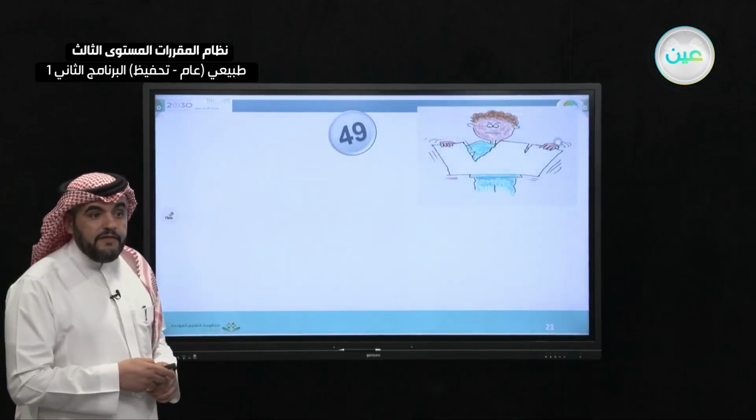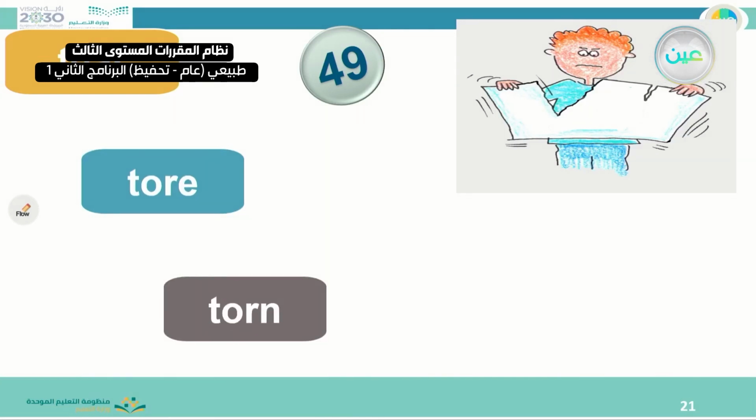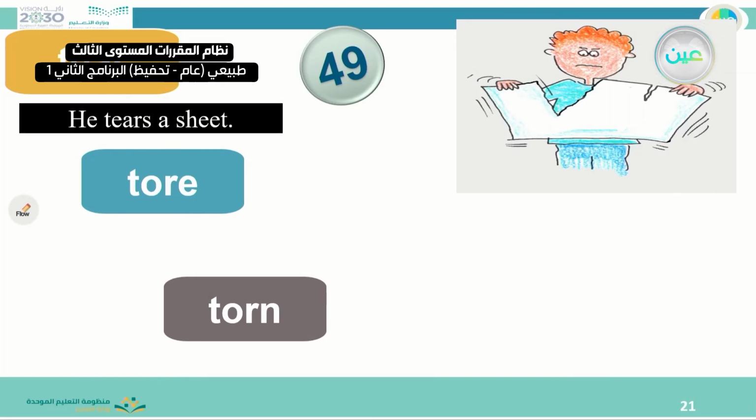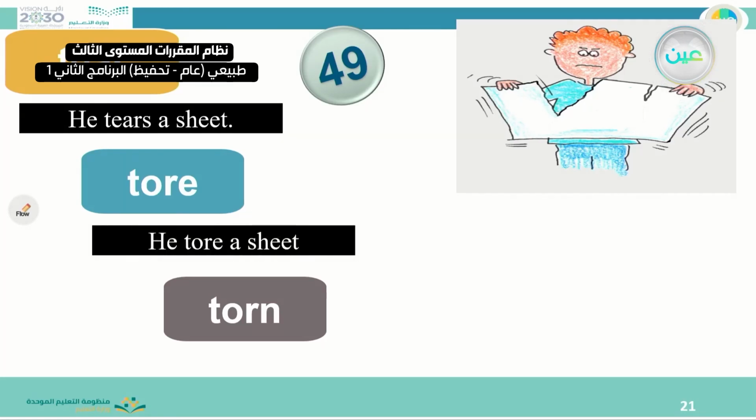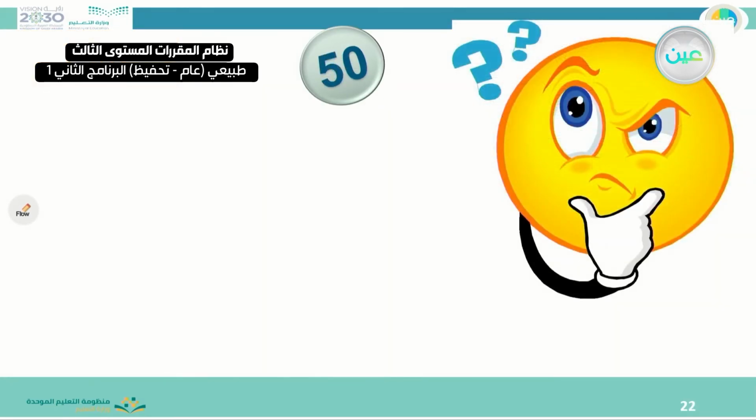Okay, the next verb is tear. Now look at the boy, he's tearing a sheet. Yesterday, in the past, we say tore, he tore the sheet, and the past participle of tear is torn. How can we use it in 3 sentences? We say he tears a sheet. In the past we say he tore a sheet, and in the past participle we say he has torn a sheet.